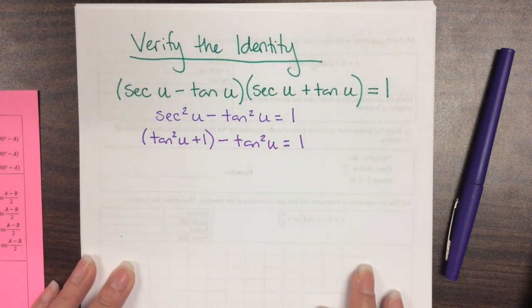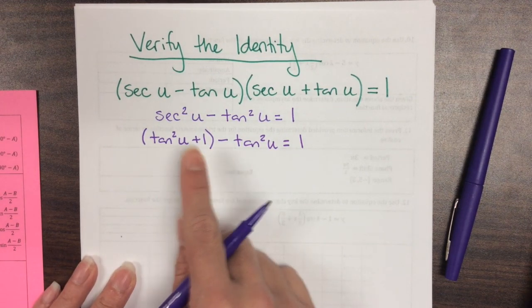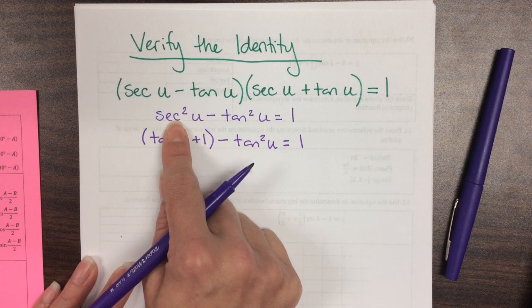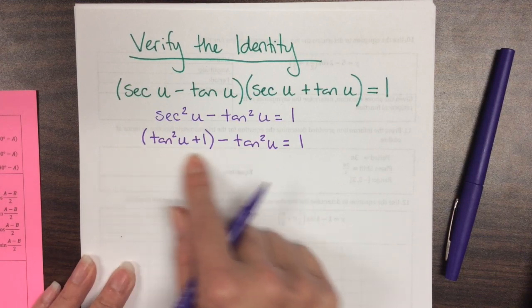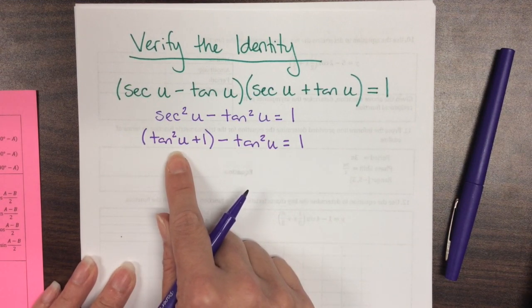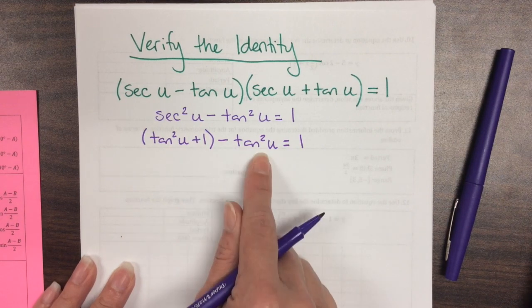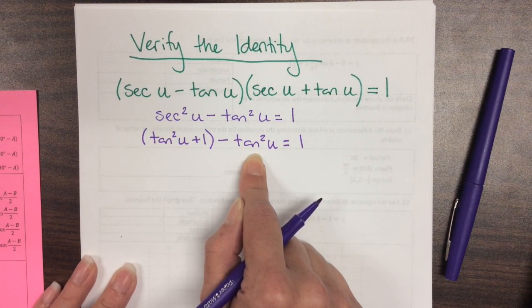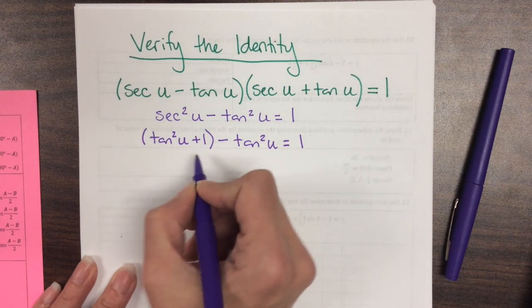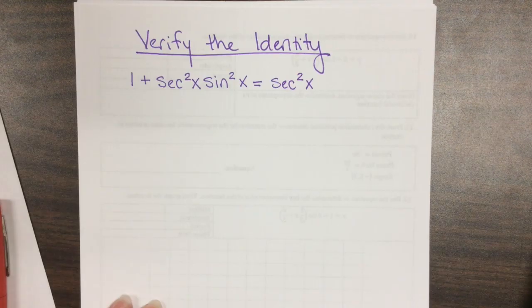It's easy to write. These parentheses really don't mean anything. I just wrote them because I replaced secant squared with what it's equal to. So we don't really have to do anything with those parentheses. And we notice we have tangent squared of u plus 1 minus tangent squared of u. So those tangent squareds, when we combine like terms, they cancel each other out. So we end up with just 1 equals 1. Done.